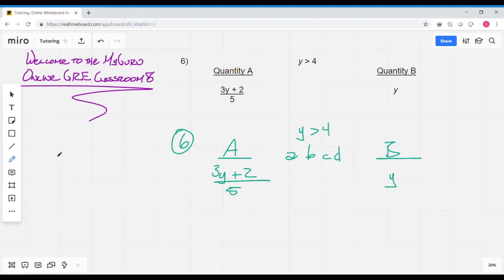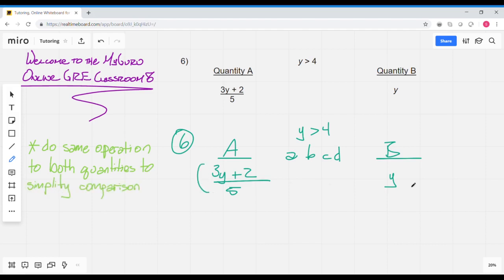And what you can do with algebra on the quantitative comparisons is do the same operation to both quantities to simplify the comparison. In this case, we're looking at question 6 here, and we can see the thing that is most complicating the comparison is that denominator 5 in quantity A. So I'm just going to treat this as if it were an equation and multiply each side by 5, which will leave quantity A as 3y + 2, and then quantity B is going to be 5y.